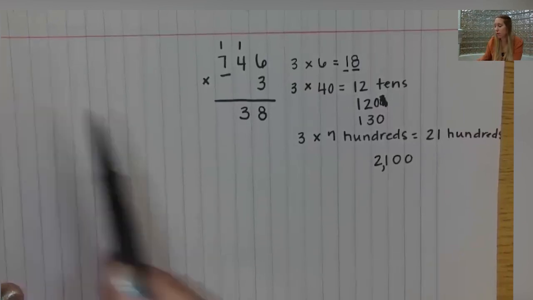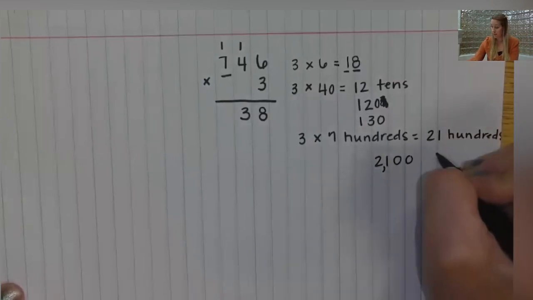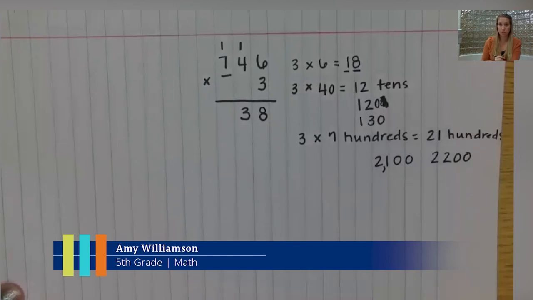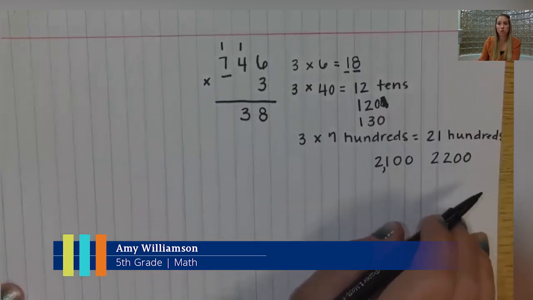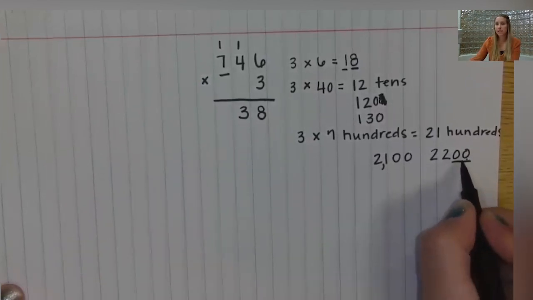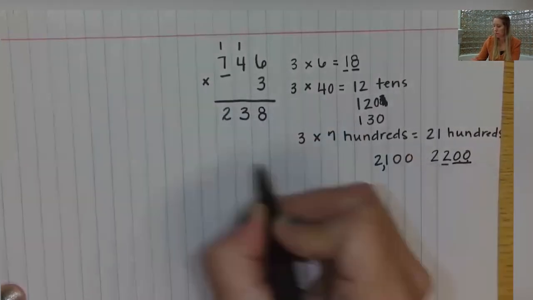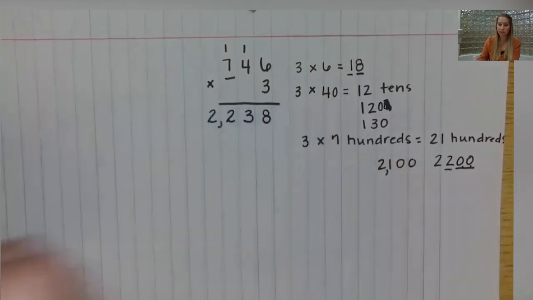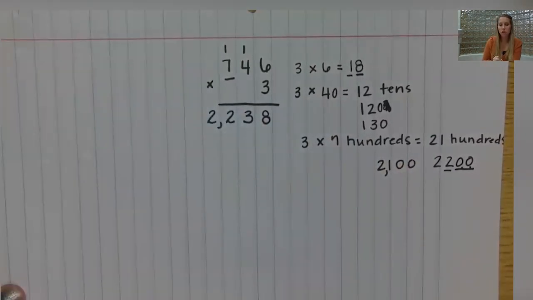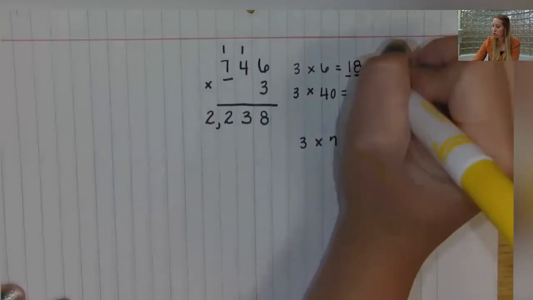I can't forget that I regrouped an extra 100. So 21 hundreds plus 100 is 22 hundreds, or 2,200. So now what do I need to do? Zeros are in the ones place, zeros are in the tens place, and so I need to put my 2 in my hundreds place and my 2 in my thousands place to get my final product. What is our final product? 2,238. Excellent work.